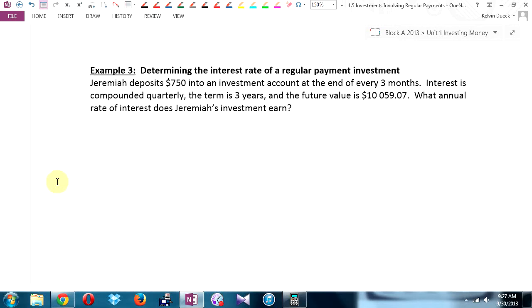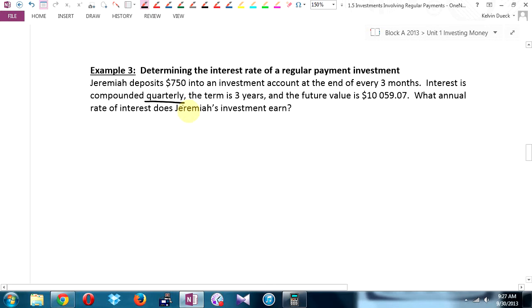Okay. Example 3. Apparently we can find the interest rate of a regular payment investment. Now we found the interest rate last class. That required doing the 10th root or the 14th root or the 18th or some really big roots. Apparently we can do that here too. So we got Jeremiah depositing $750 into an investment account at the end of every 3 months. Interest is compounded quarterly. That's probably important. Term is 3 years. The future value is $10,059.07. What's the annual interest rate?